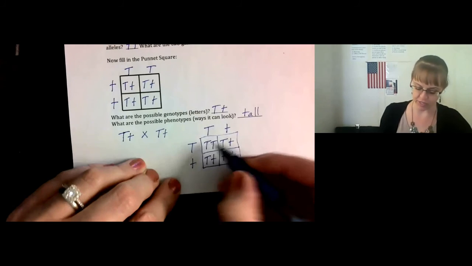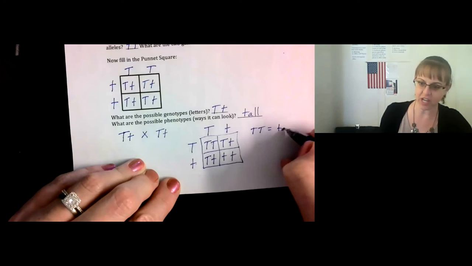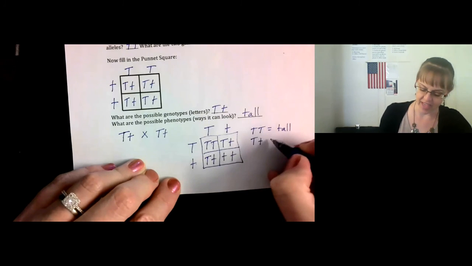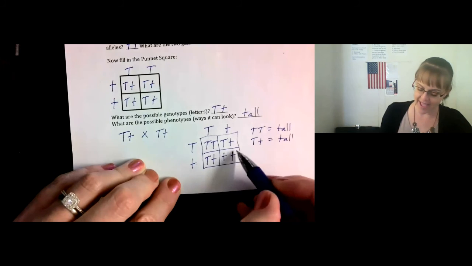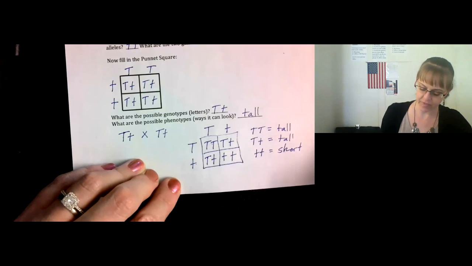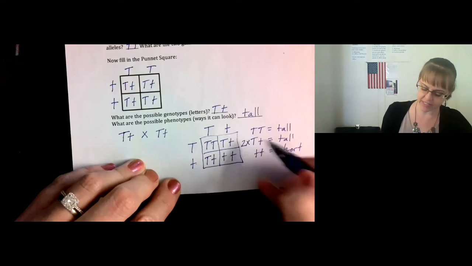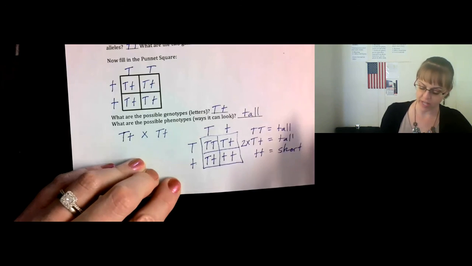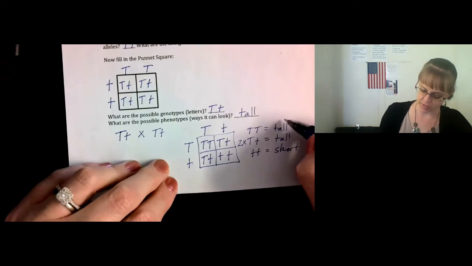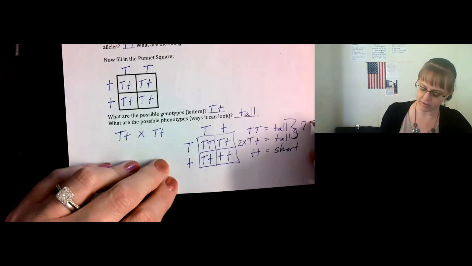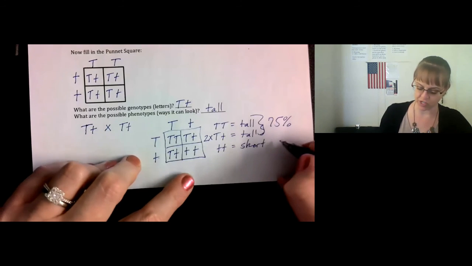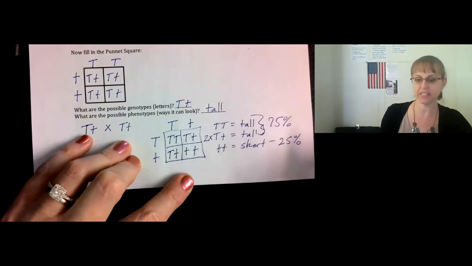The possible genotypes, you can have 2 capitals, and that is tall. You can have a capital and a lowercase. That is also tall. And you can have 2 lowercase, and that is short. We have 1 of these, 2 of these, and 1 of those. So if we say how many will be tall, 3 out of 4 of them will be tall. So we have a 75% chance of having a tall plant. Then 1 out of 4 will be short, so we have a 25% chance that we'll have a short plant.